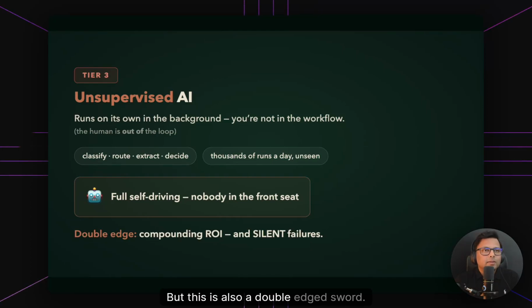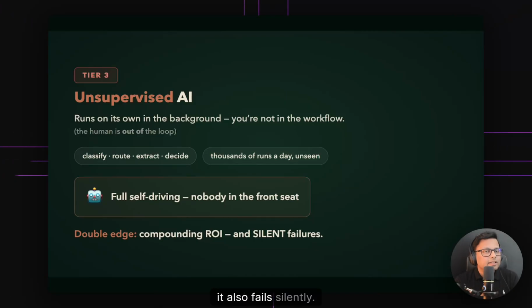But this is also a double-edged sword. The biggest ROI lives in this tier, but at the same time, if the AI fails here, it also fails silently. The mistakes pile up, and these can be expensive.